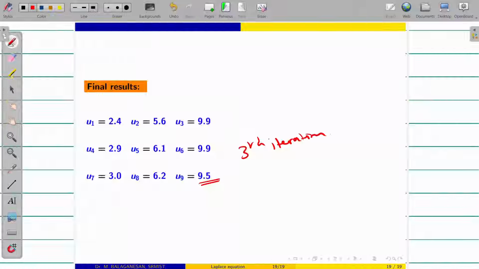Yeah, that's it, guys. This is the way to solve Laplace equation using Liebmann's iteration process. I hope you understand the concept because I have given the graphical representation also to identify standard 5 and the diagonal 5. So I hope it's clear. Fine.